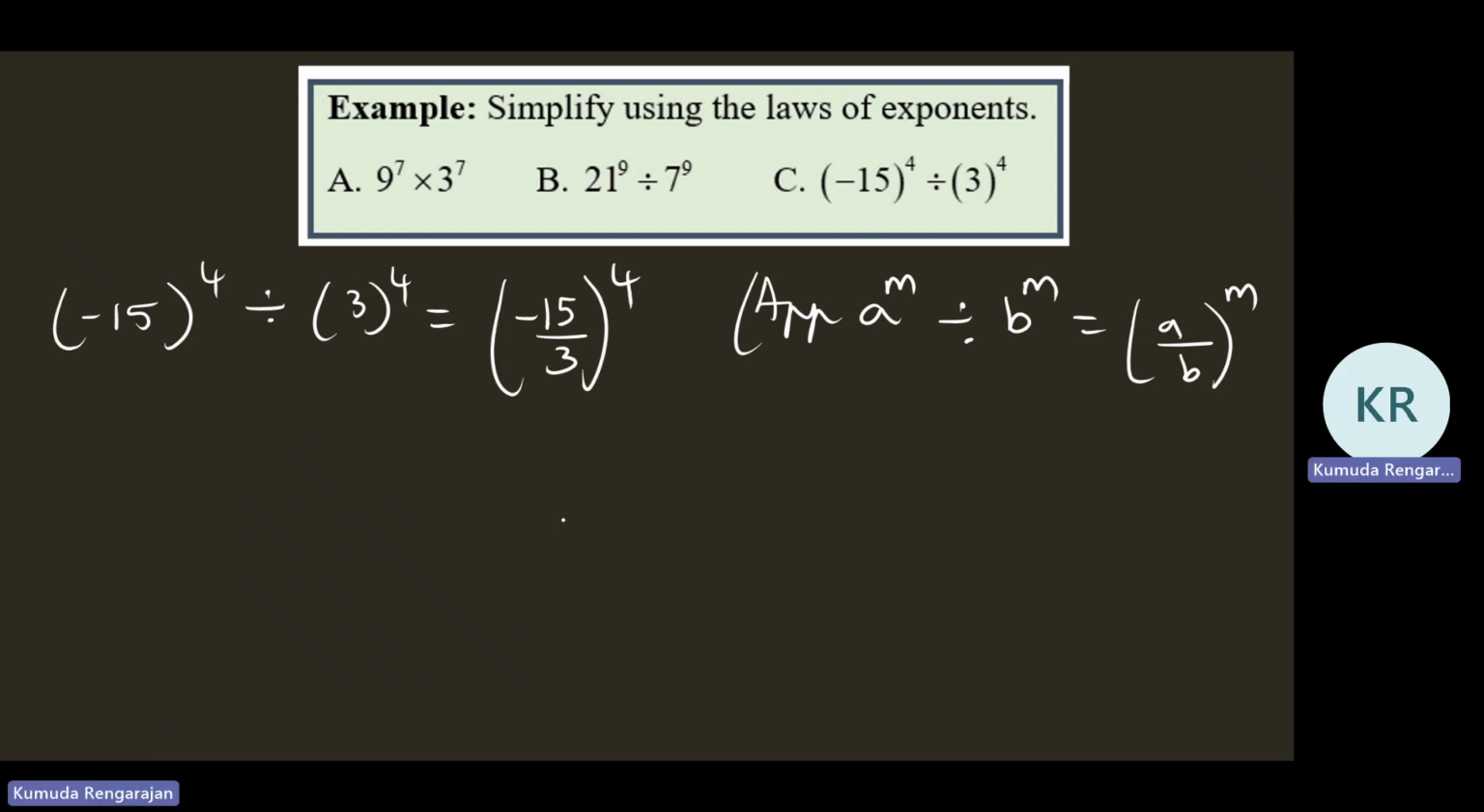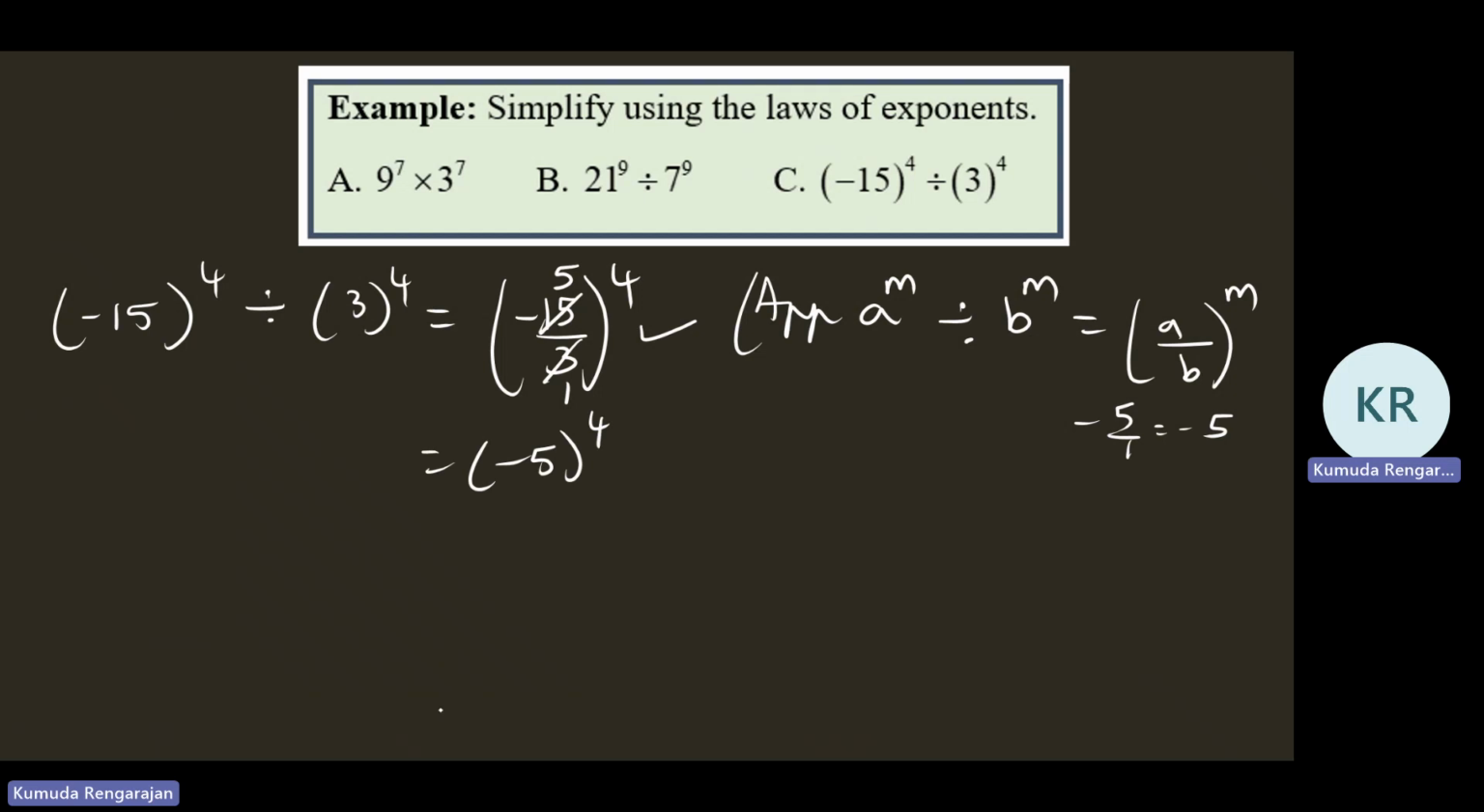We can simplify it now. Minus 15 by 3, the whole raised to the power 4. Is this understood, children? Now, 3 ones are 3, 3 fives are 15. We multiply the sign: plus into minus is minus. So minus 5 by 1. What is minus 5 by 1? It's minus 5 only. The denominator is 1, so you can ignore it. So it is nothing but minus 5 to the power 4.